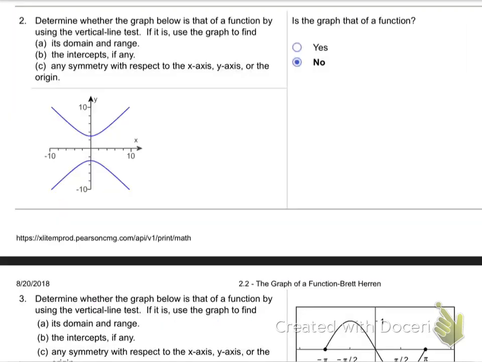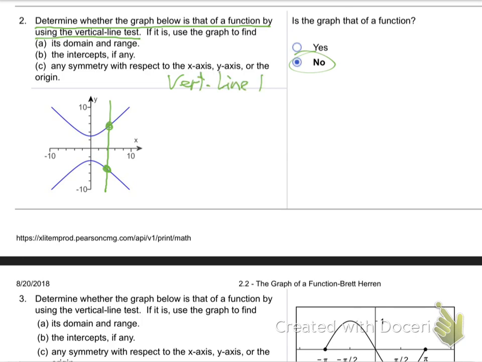All right. So number 2. First off, they're saying, determine whether it's a function. Read up here. Determine whether this is a function by using the vertical line test. Do you remember that from your algebra days? Yeah, pencil, however you want to do it. Straight up and down, a vertical line. If a vertical line hits 2 points, then it's not a function. So that's why this one's no.